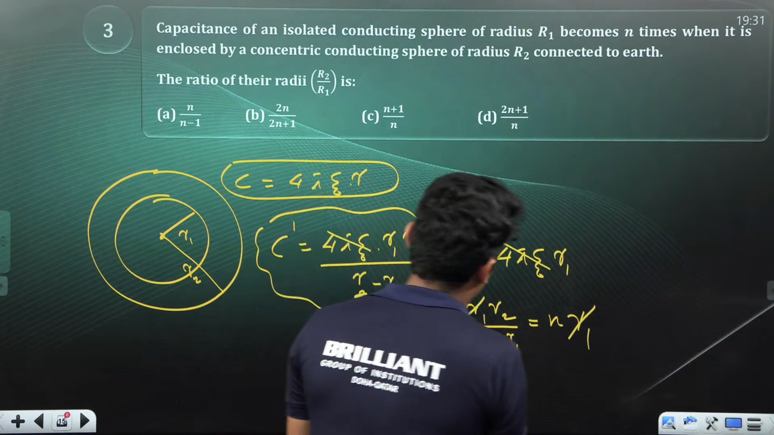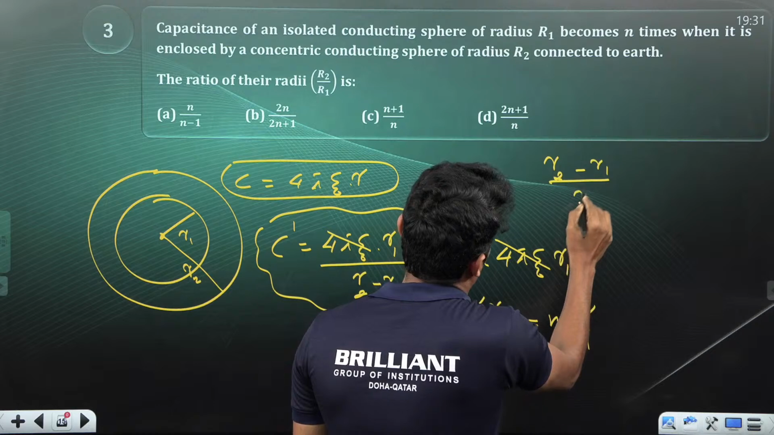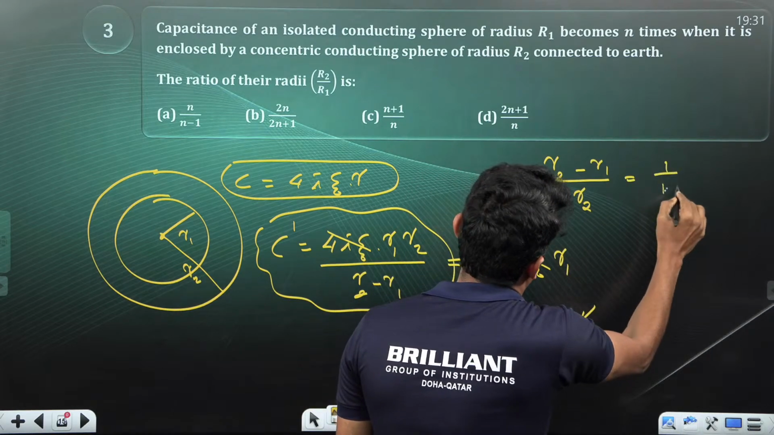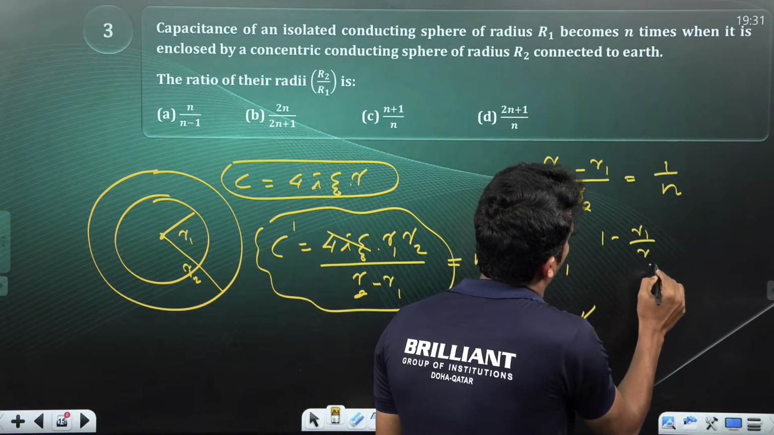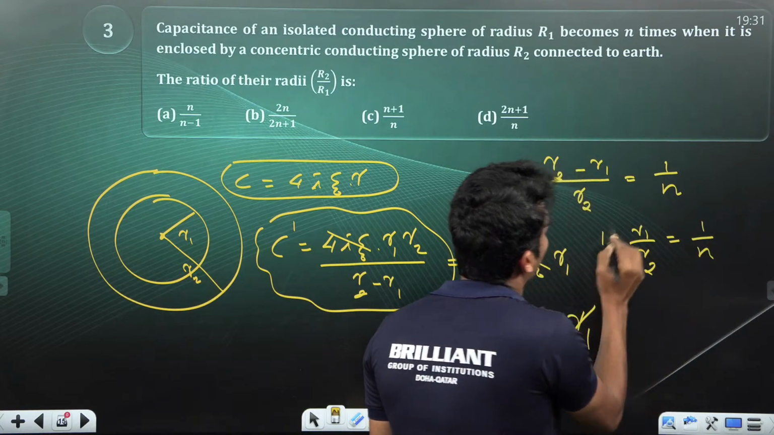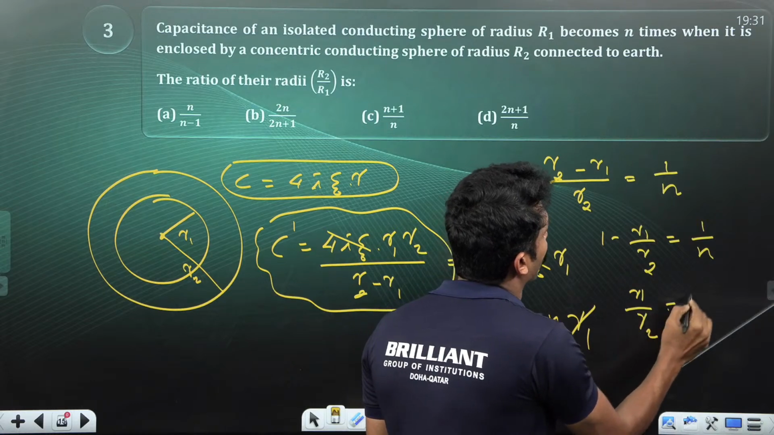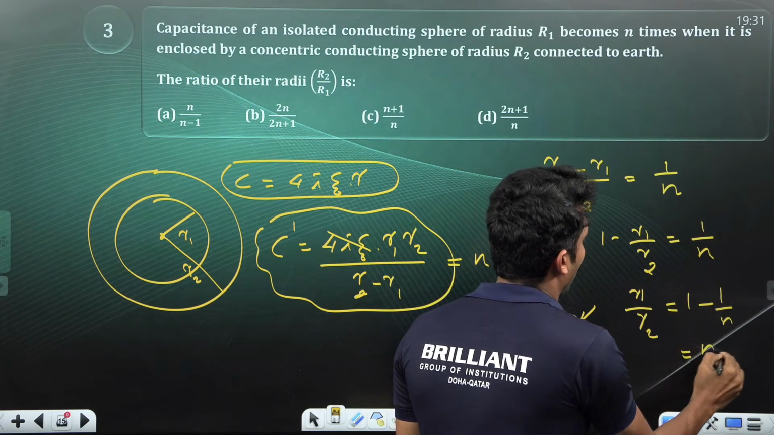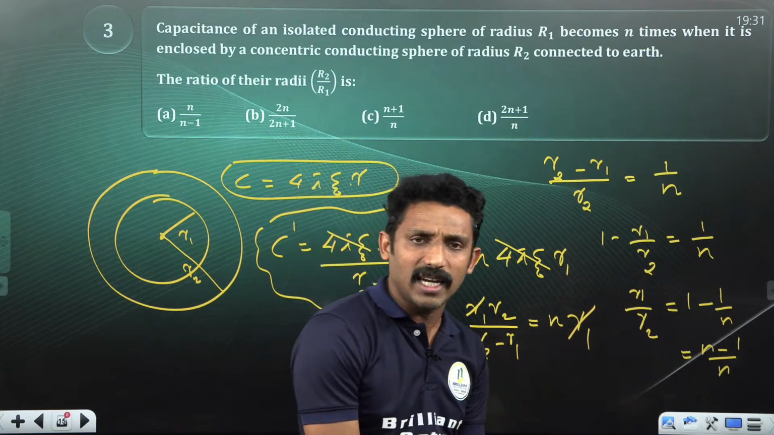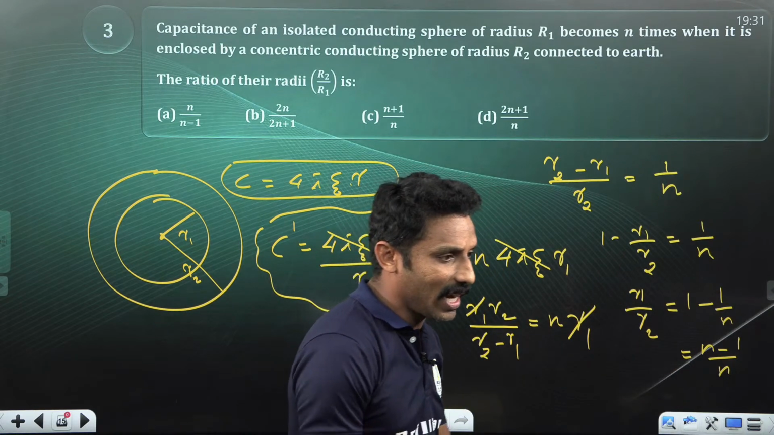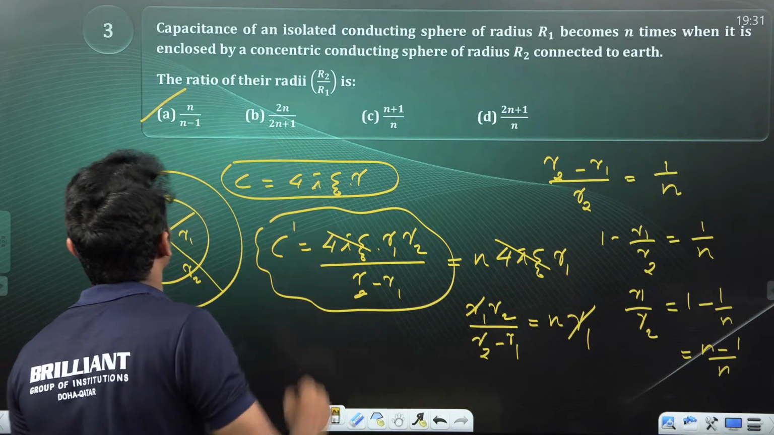Okay, now we have (r2 minus r1) divided by r2 is equal to 1 by n. Isn't it? Yes. Now this is 1 minus r1 by r2, which is 1 by n. This is simple calculation only. So r1 by r2 is equal to what? 1 minus 1 by n. This is (n minus 1) divided by n, and we need the reciprocal of this one, that is n divided by n minus 1. Isn't it? N divided by n minus 1 is the answer, which is option A.